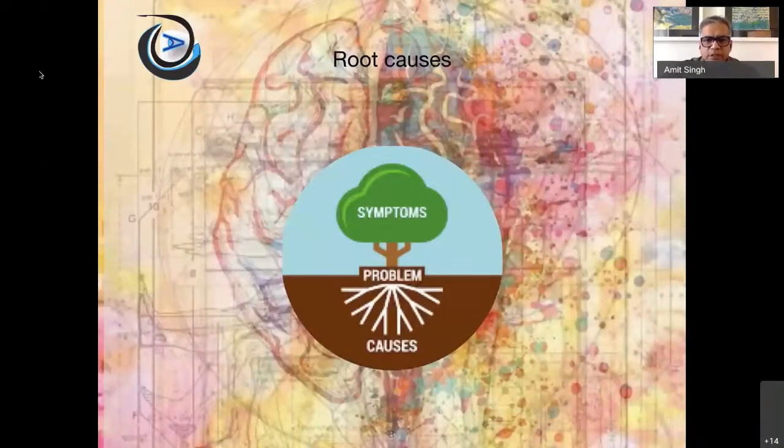But like I mentioned with the tree, what you see is just a symptom. So if you punish the pilot, you are affecting the symptom and not the root cause. For the root cause, you have to dig further into the earth to determine the root cause.